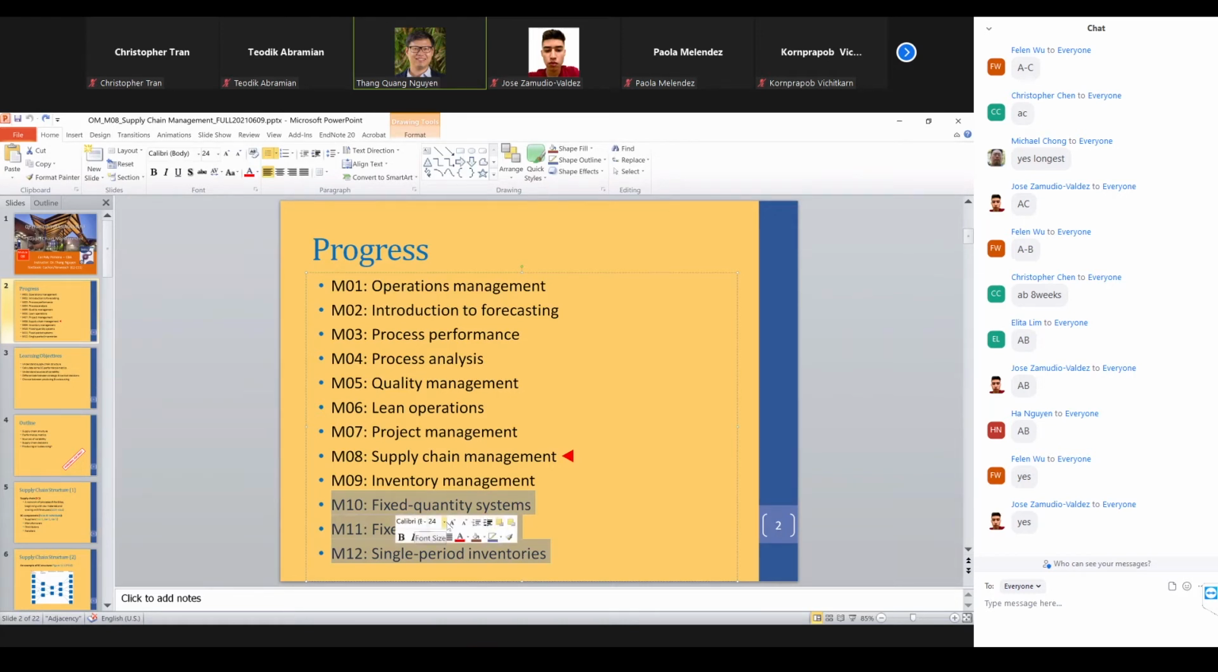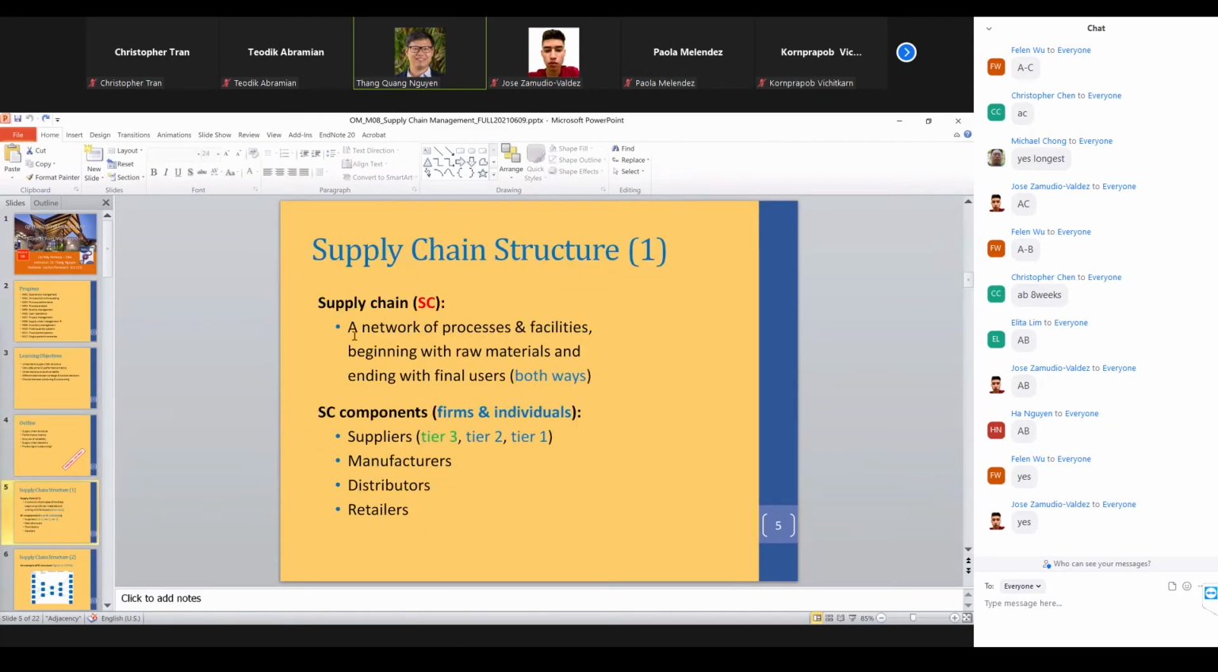All right. So let's talk about Module 8. It is an overview of the supply chain and supply chain management. So what is a supply chain? A supply chain is a network of processes and facilities, beginning with raw materials and ending with final users, right? Like this. Sometimes we have the other way around. We call it reverse logistics.